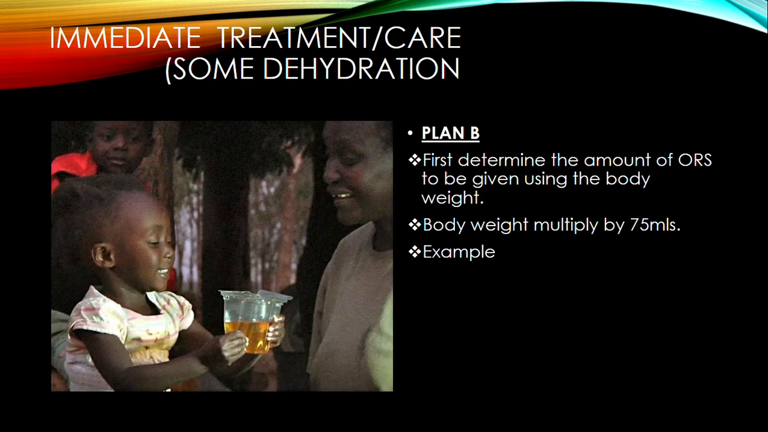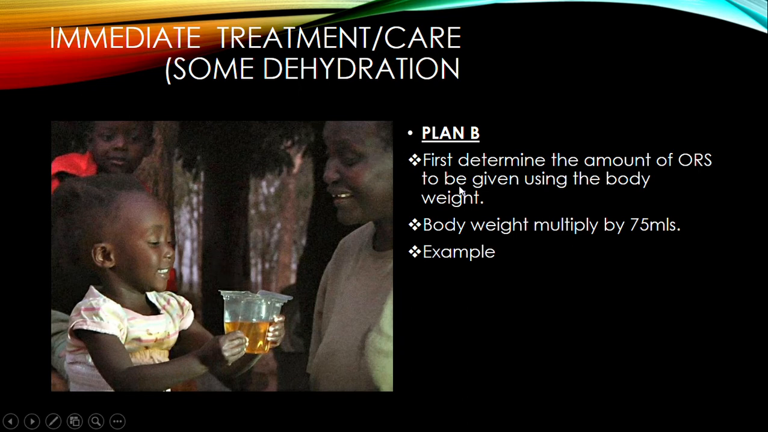So now let's look at the management of a patient with some dehydration. With some dehydration, we are going to use the Plan B management. Under Plan B, first you are going to determine the amount of ORS to be given to a child. As you can see, this child has got some dehydration. You can see that they are eager to drink ORS, and the eyes look a bit sunken. So we can tell that this is some dehydration.